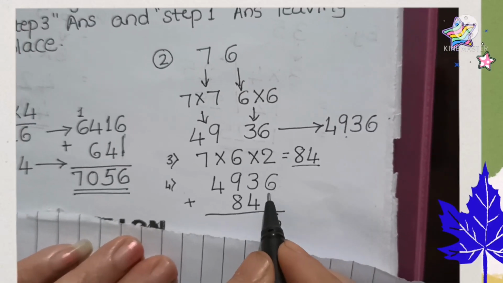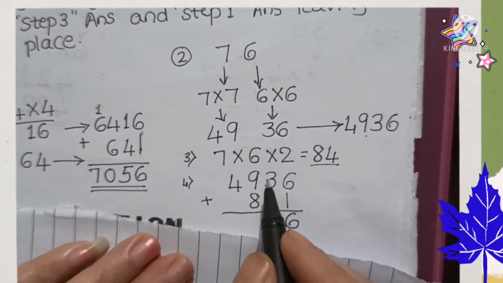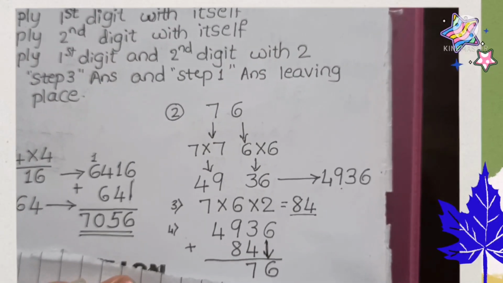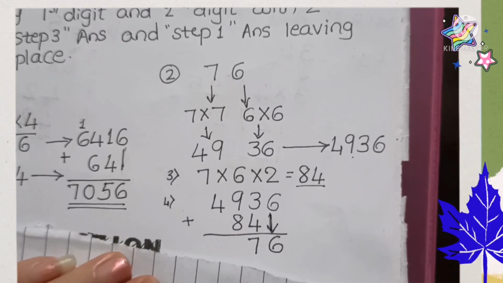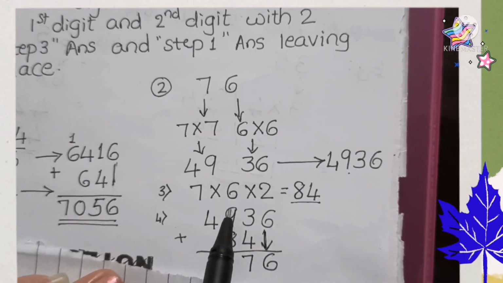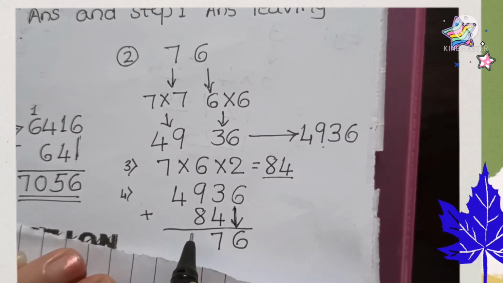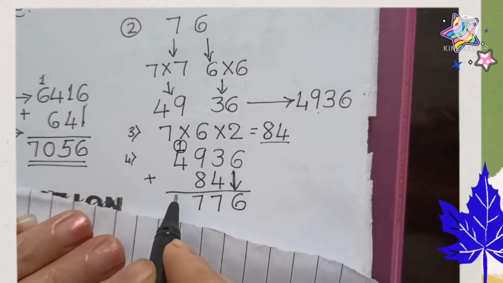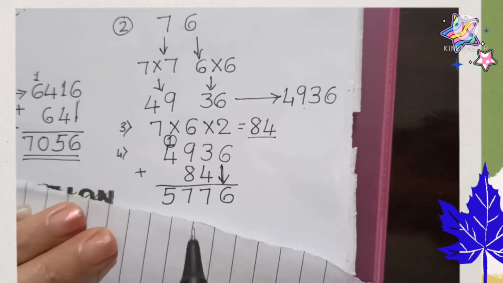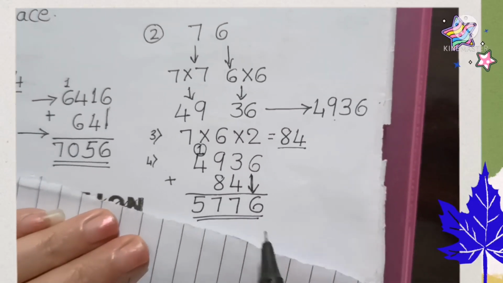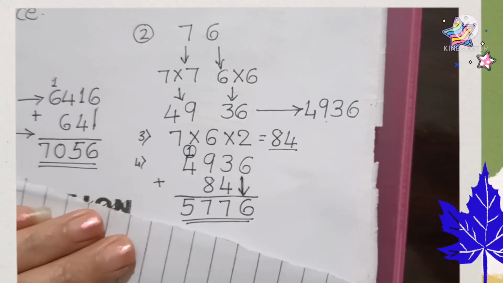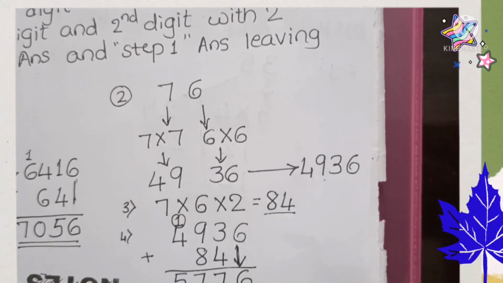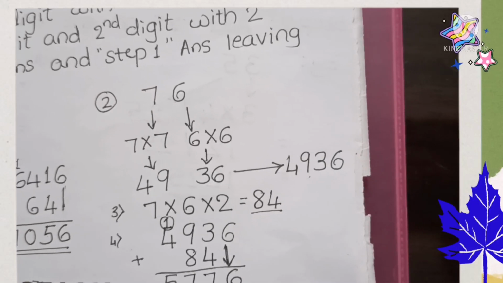So by adding 4936 with 84, we get the answer as 6 in the units digit, 7 on the tens digit, one more 7 on the hundreds digit, and 5 on the thousands digit. So our final answer is 5776.